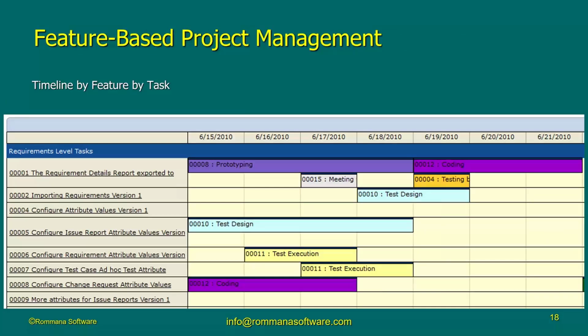Right, what you see in front of you is the timeline from Rommana ALM for any project within Rommana ALM, whether it was created in Rommana ALM or it was brought in from ADO. This timeline shows you, for every requirement or user story, what tasks we have and when the task will be completed.